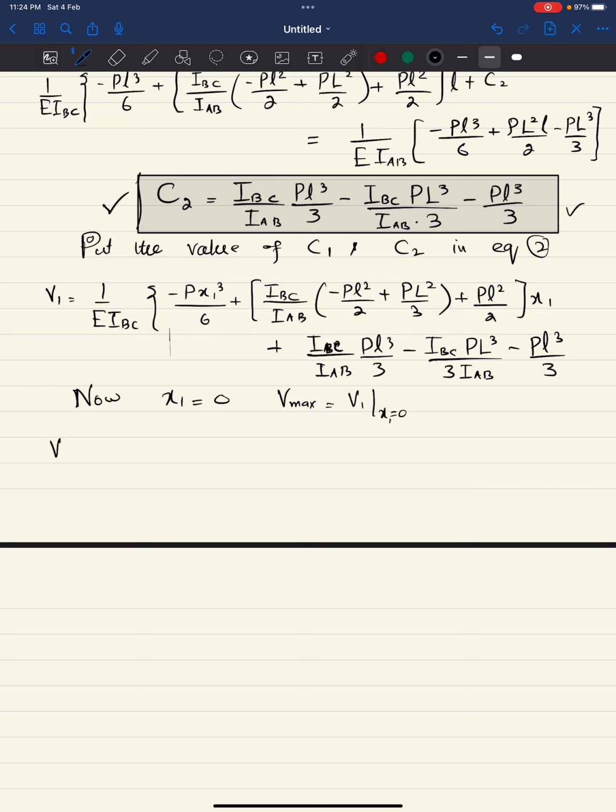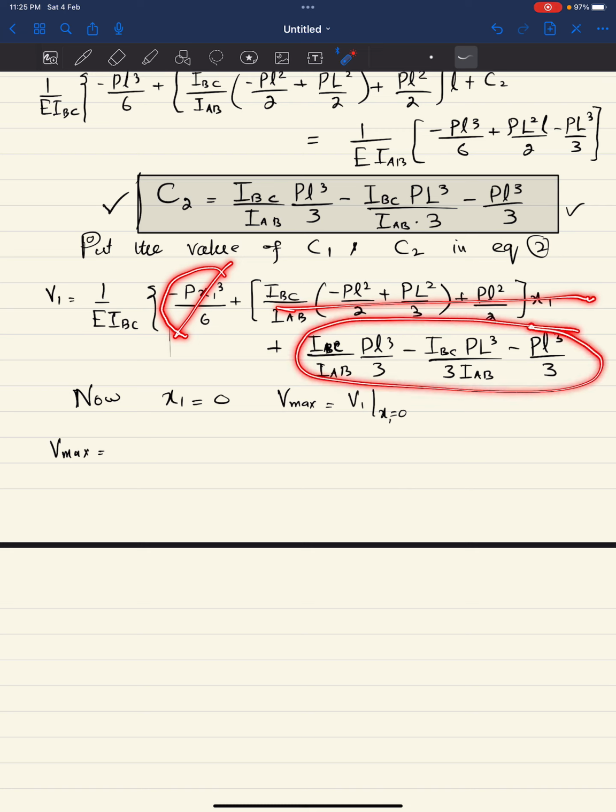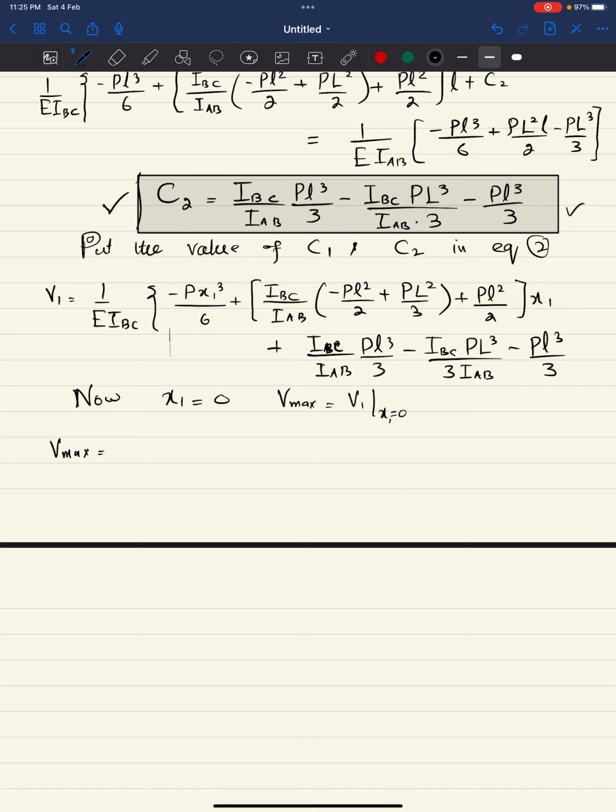So Vmax will be equal to, if you put x1 is equal to 0, we will check this term will be 0. Clear? This whole term will be 0 because it is multiplied with x1, and we will be left with this term. So this term will be 0 and this term will be 0. We will only be left with this term. Clear?